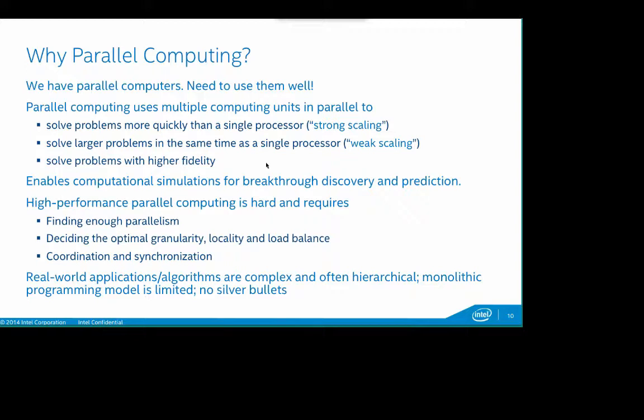And in fact, there are excellent success stories, of course. We are talking about a million times better simulations now compared to, let's say, 10 years ago. But of course, high performance parallel computing is hard. If it was easy, then probably we would not be having this discussion.